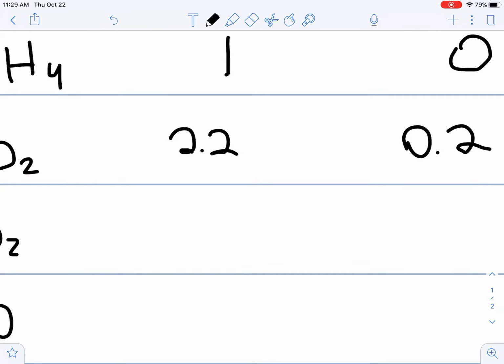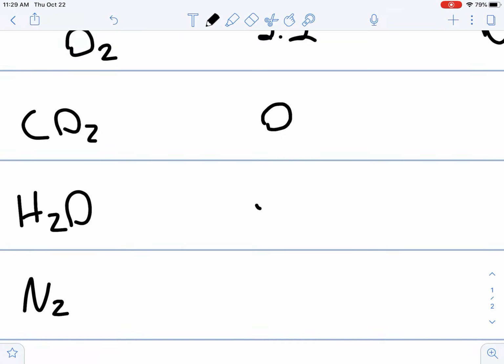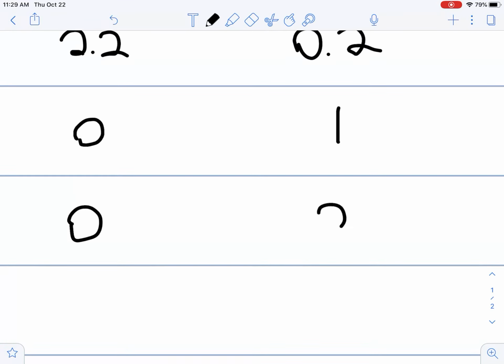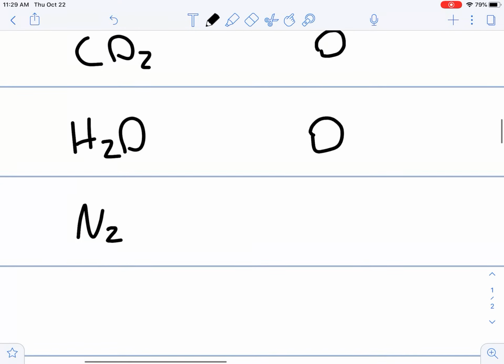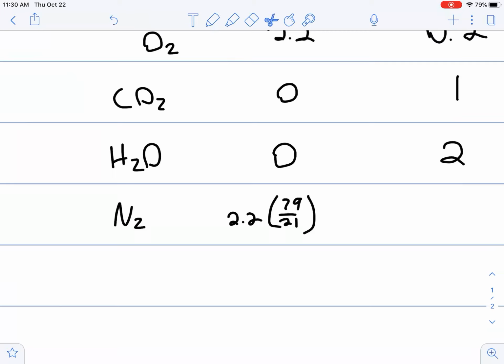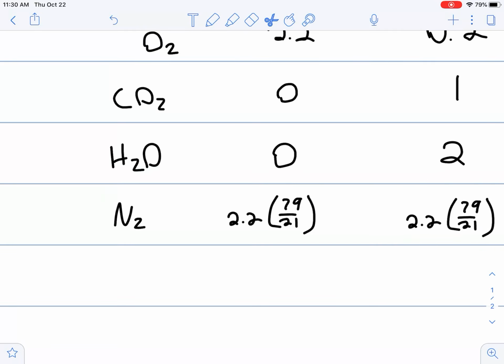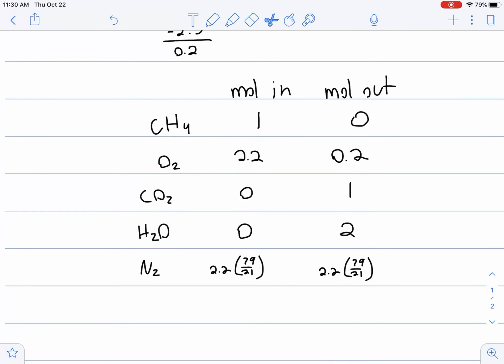We're going to ignore the amount of carbon dioxide inside the atmosphere, so 0 moles coming in and 1 mole coming out. The same with the water in the atmosphere, 0 moles going in and 2 moles coming out. And then our nitrogen that's within the air is 2.2 times 79/21 moles coming in, and the same thing for the moles coming out. So that is the end of our part 1. And in part 2, we will discuss the energy balance equation and getting the equation for the adiabatic flame temperature.